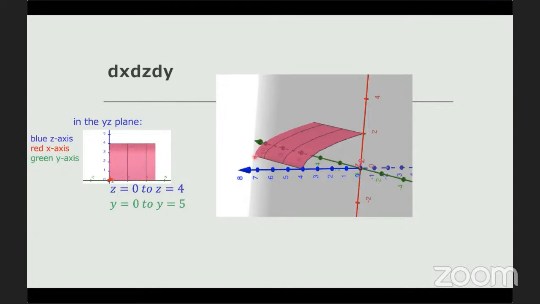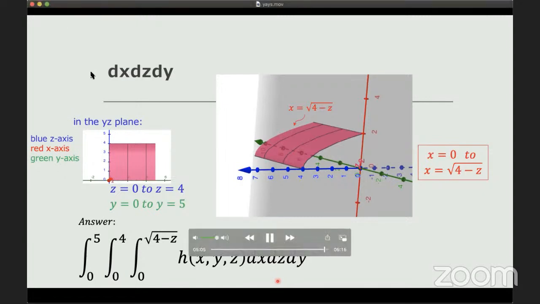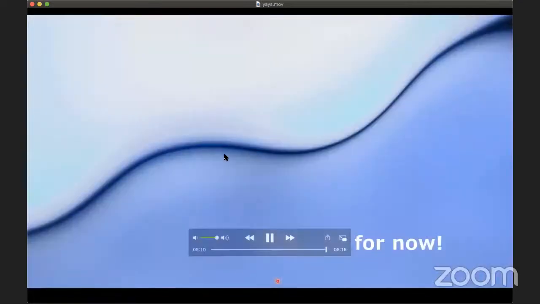So your bounds for x would be from this plane, kung nasaan man tong plane na to, which is x is equal to 0, to this cylinder. So we have x equal to 0 to x equal to square root of 4 minus z. From this, you get the new set of bounds for the order dx dz dy. I hope masagutan niyo yung iba. That's all for now.